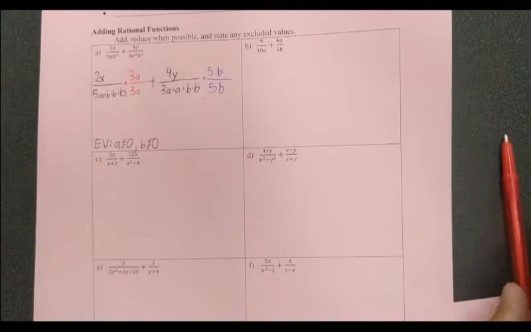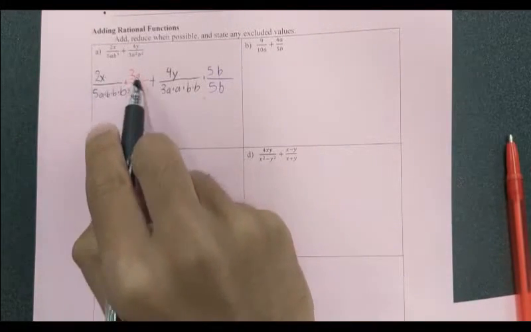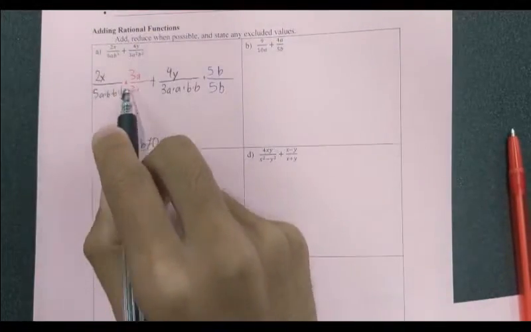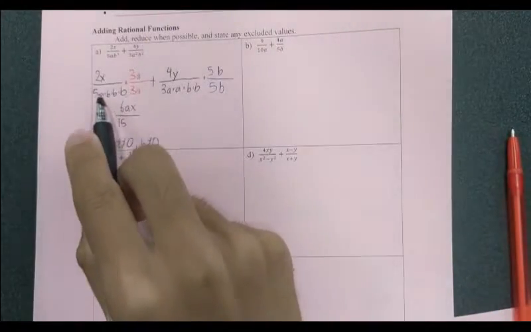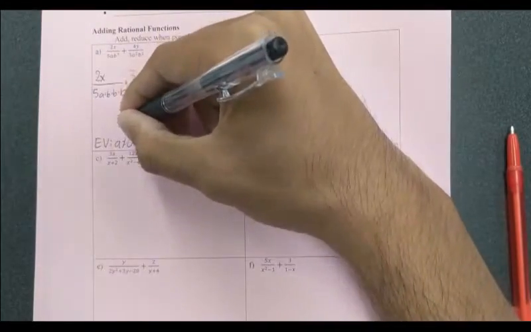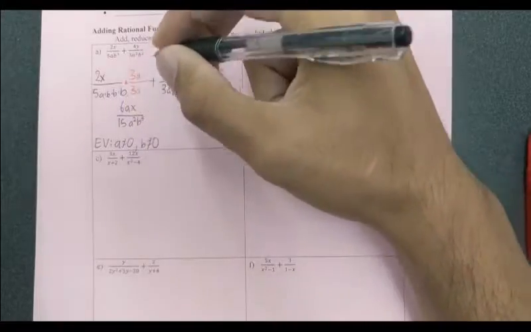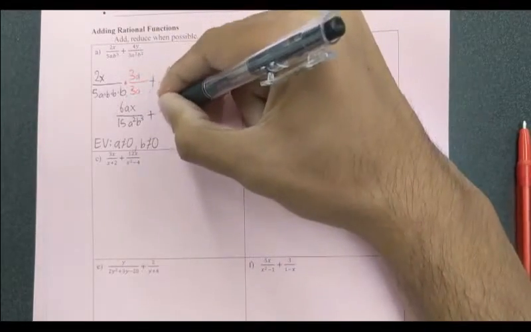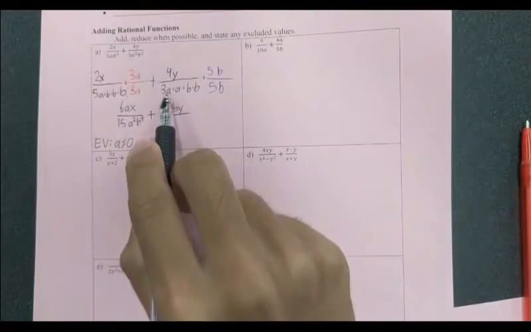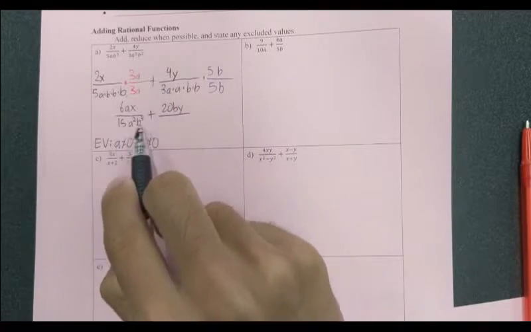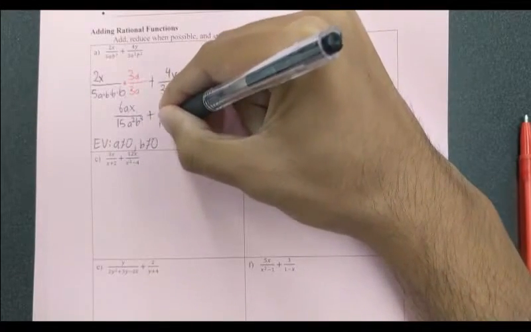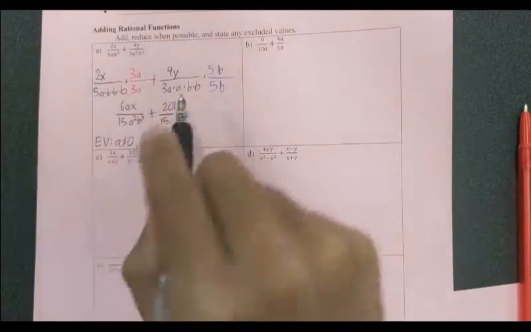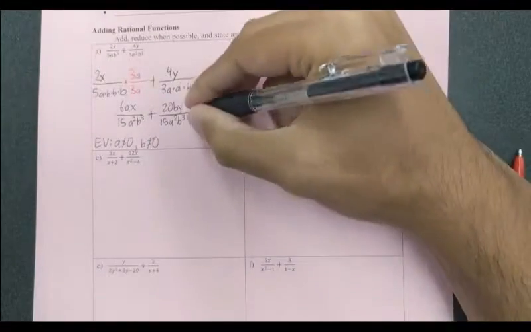Okay, so now we can simplify. So over here we got 2x times 3a is 6ax. Denominator we can now combine. 3 times 5 is 15. And we got a squared b cubed. And then this one we got 4y times 5b is 20by. And then over here we have 3 times, again, it should match here. I don't need to calculate it again. Okay, then finally just add the 2 functions now that they have the same denominator.